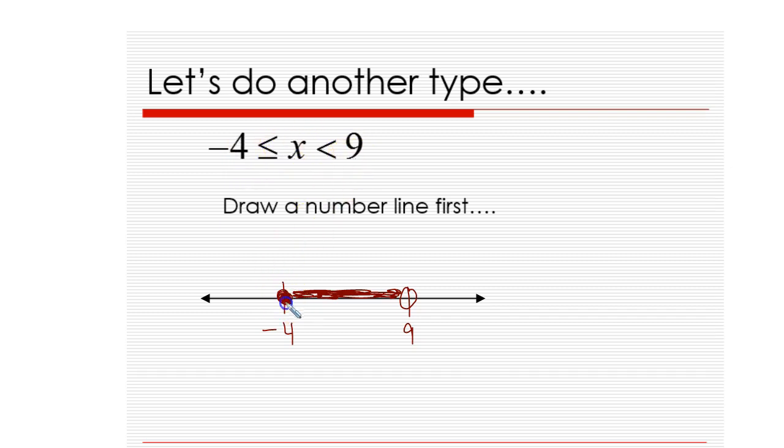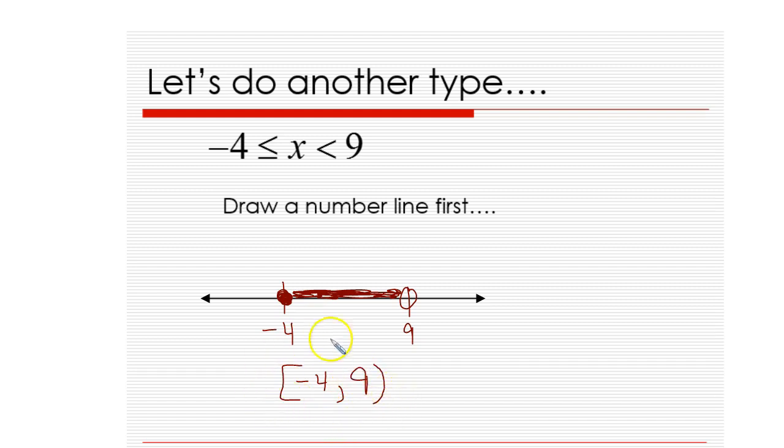Now, do we include the negative 4? Because it says or equal to, we are including the negative 4, so it gets a bracket. We are not including 9 because it says less than 9. It's not 9. It's everything that's to the left of 9, but greater than or equal to negative 4. So 9 gets a parenthesis.